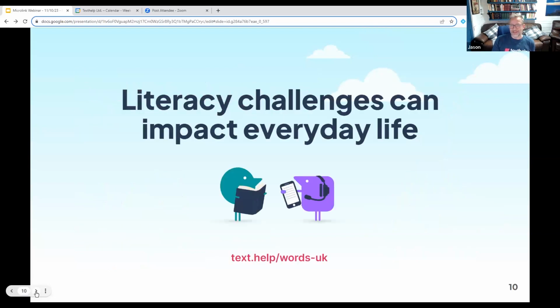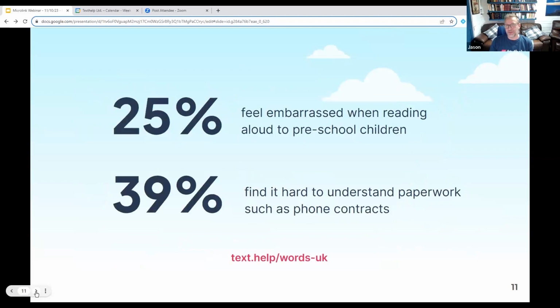Literacy challenges impact everyday life. If you're like me, when you wake up in the morning, you lift up your phone and you start reading BBC News and Twitter and lots of stuff. We read and consume vast amounts of literature throughout the course of the day. But you look at some of those stats: 25%, 1 in 4 out of those 2,000 people polled, feel embarrassed when reading aloud to preschool children.